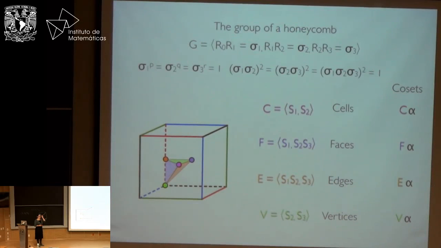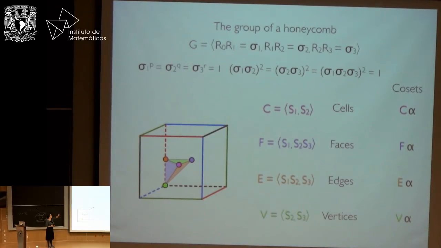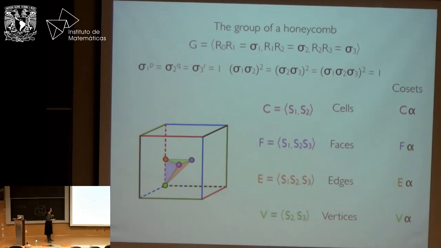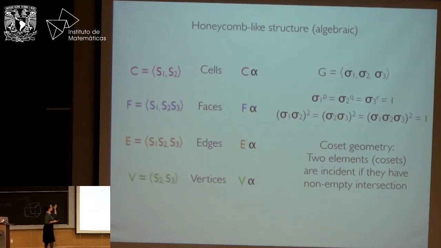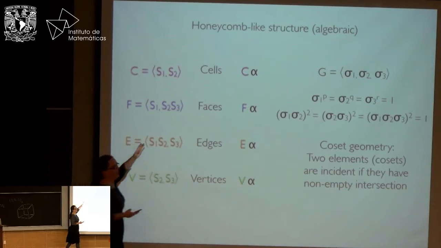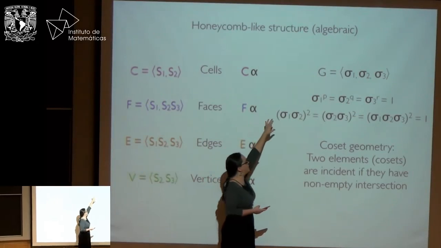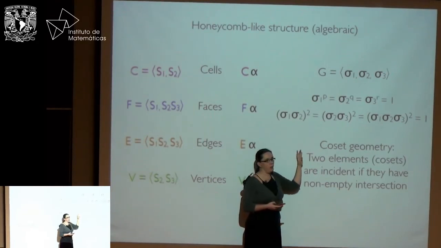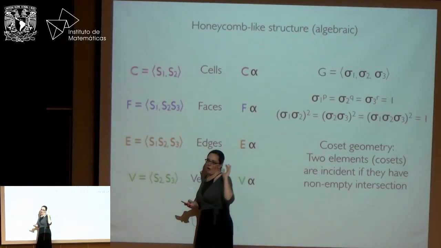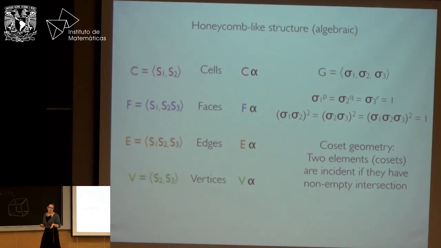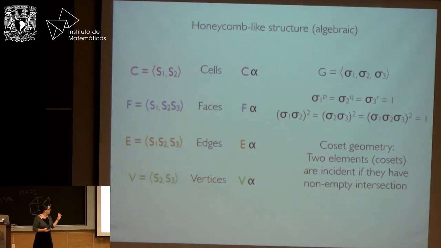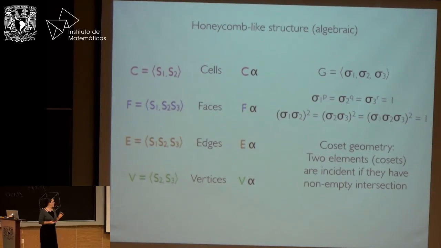And this group satisfies some relations that are really easy to see from the relations of the group that I quotient, and they are there. I'm not going to drill into them. But what happens is that I could understand the honeycomb-like structure as a group generated by three things that satisfy some relations, and then do coset geometry. So I take all the cosets, and I can define incidence between them with a non-empty intersection. And that's a classical construction in coset geometry, in incidence geometry.